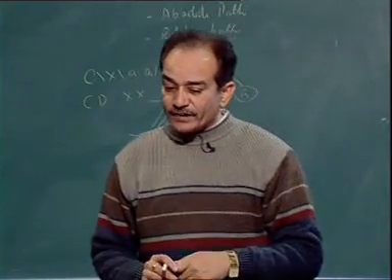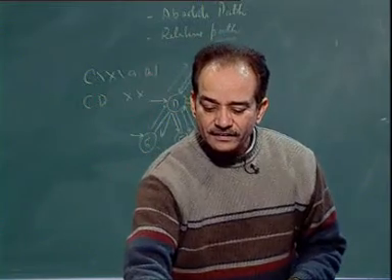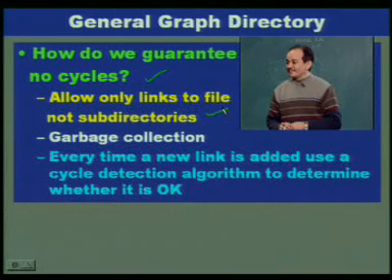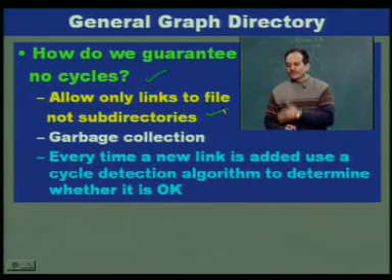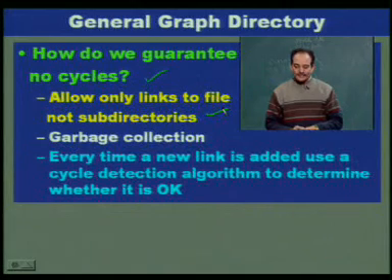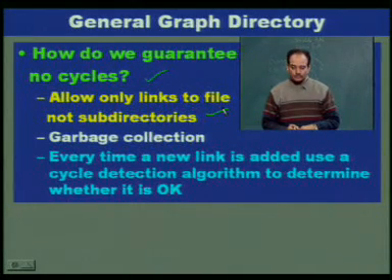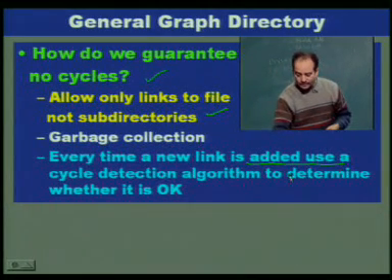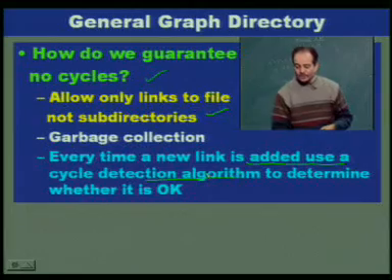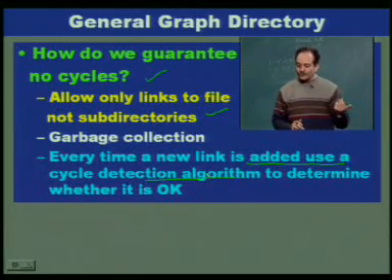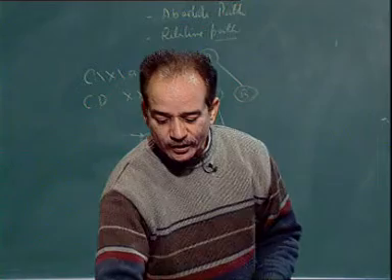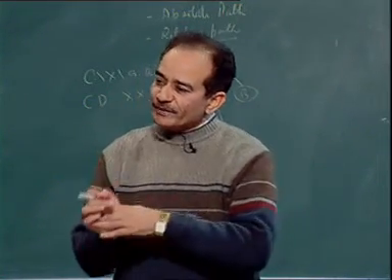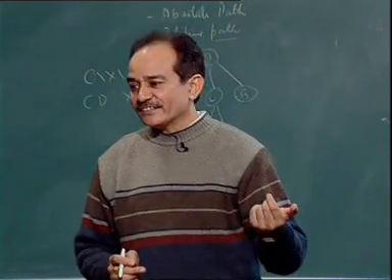Now, in case of a graph directory, how do we guarantee there is no cycle? The solution is we allow only links to the file and not to the subdirectories. I can link up a file, but not the subdirectory to the root directory. Now, every time a new link is added, we use a cycle detection algorithm. We will not talk about the cycle detection algorithm, that is graph theory only. We have to determine whether this is okay or not. What do we mean? The moment I try to add a link, first of all I must make sure this does not lead me to a cycle.